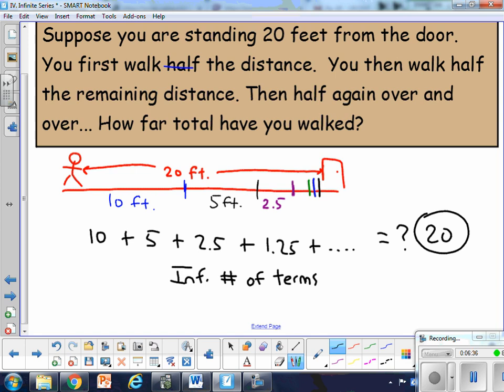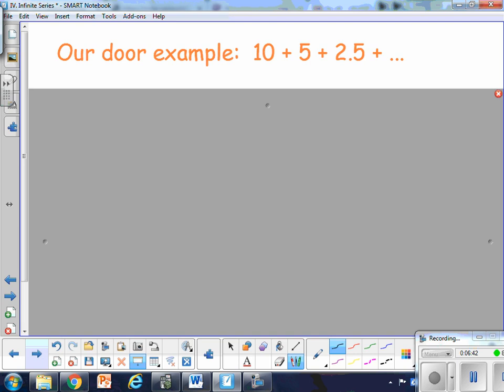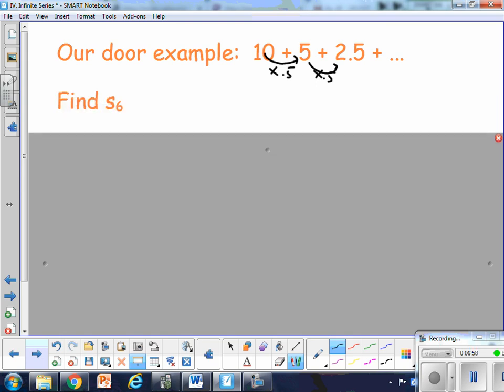All right, so let's dig into this example a little bit more. Here's our sequence again. It's definitely geometric, because we are multiplying by 0.5 each time. It's a multiplication, a common ratio: times 0.5, times 0.5, times 0.5. So let's find some partial sums. What would be the sum of the first 6 terms? To do that, I have the formula from the previous lesson. It's always a1 times 1 minus r to the n, over 1 minus r. That's the sum of a geometric series from a previous section.